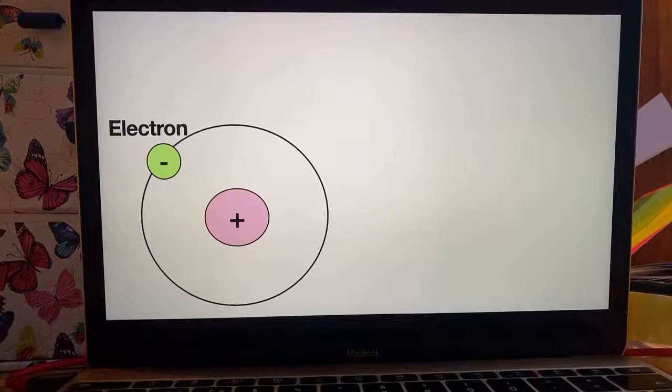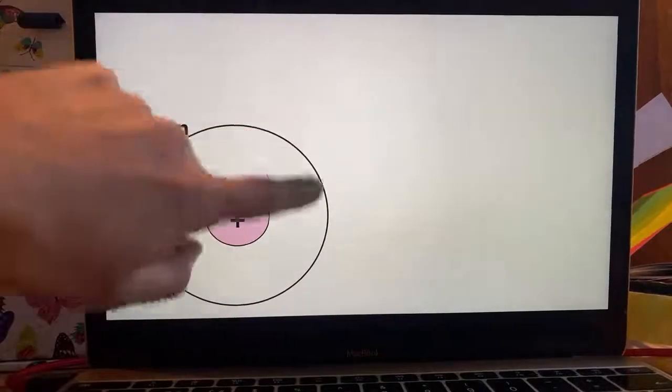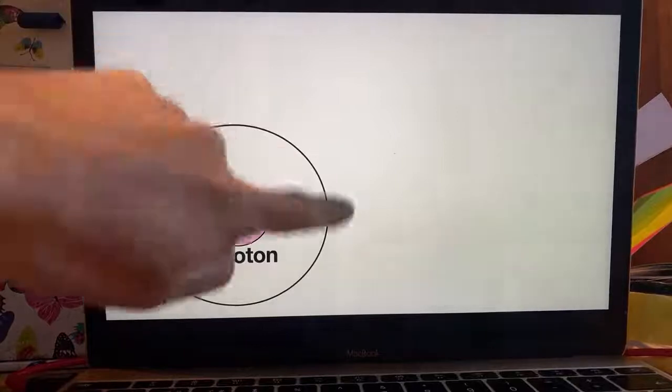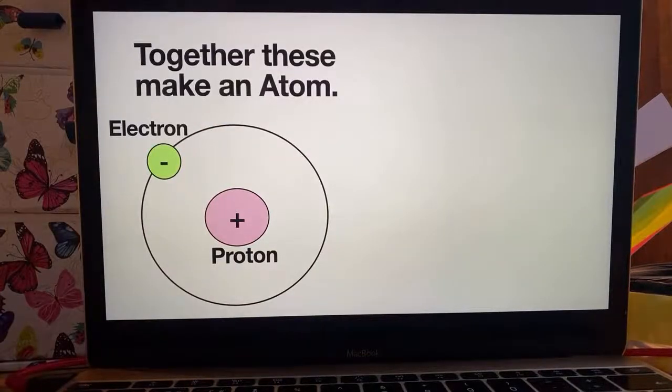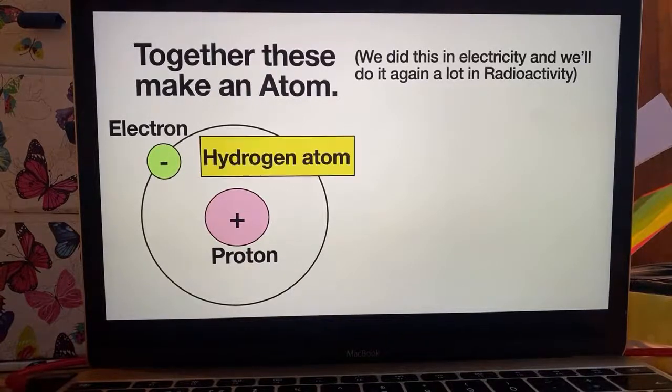Most of you will know this. This picture here with a little plus ball with a little negative ball whizzing around it. The negative ball is an electron and the positive ball is a proton. And those two things together, if there's an electron going around a proton, that's called an atom. And you get all different kinds of atoms. We did it in electricity. We'll do it again a lot when we get to radioactivity.